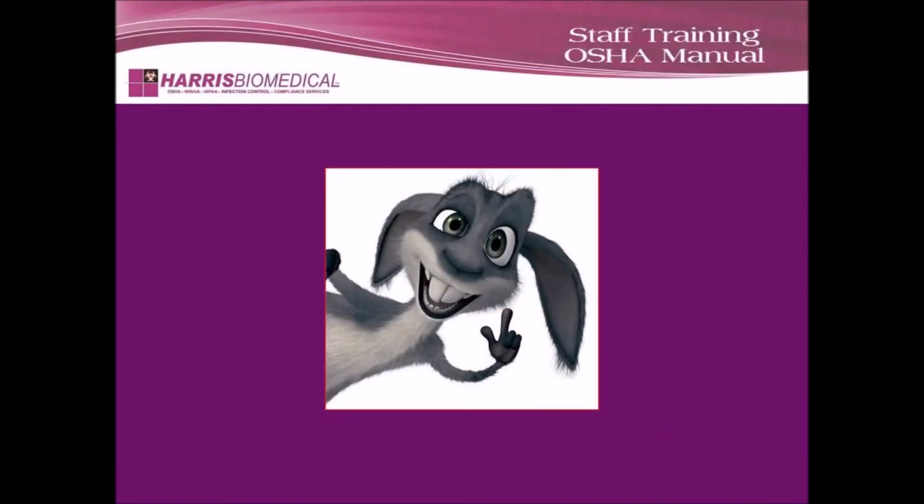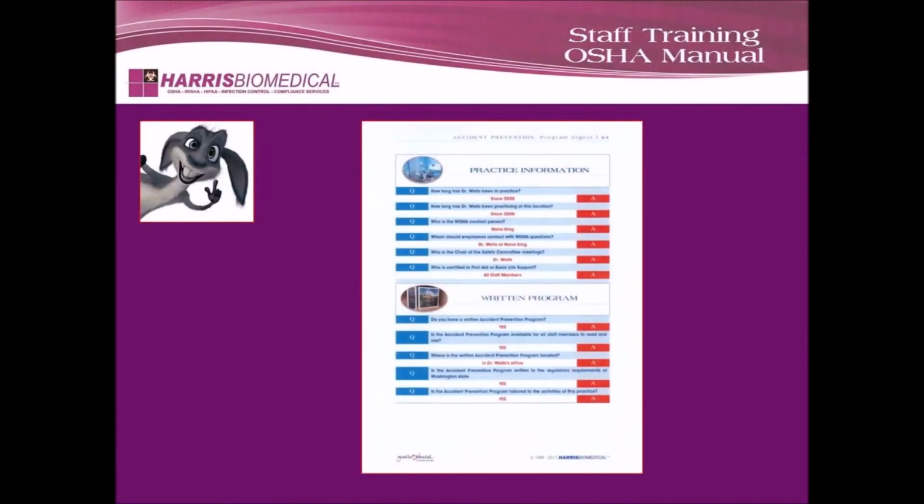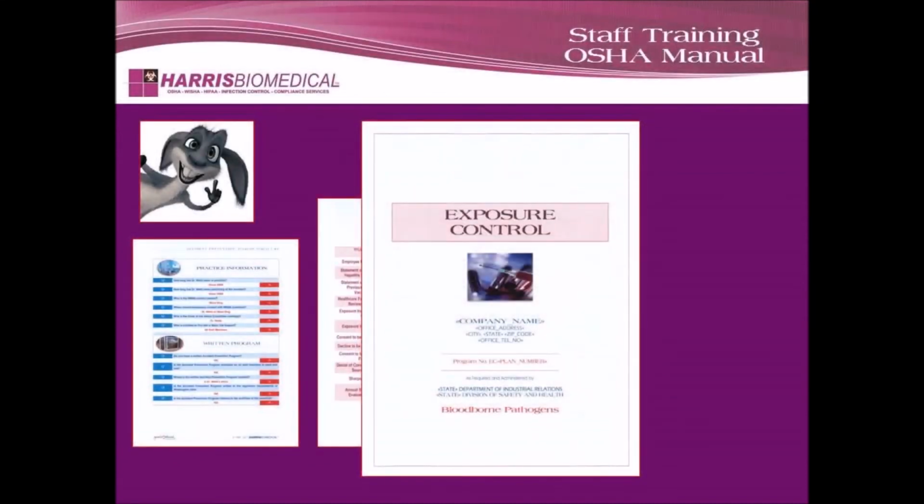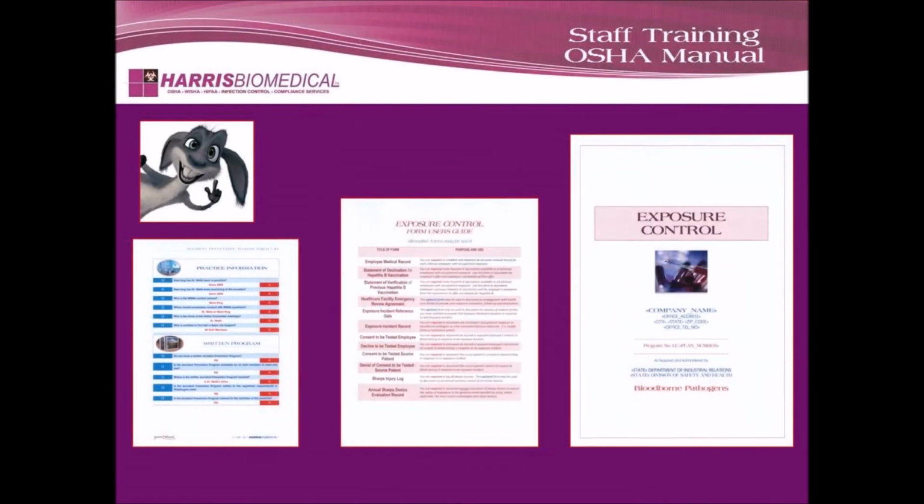Here's a little tip. Now that you understand how the manual is laid out and what each section does, using it couldn't be easier. Read it from the inside out. Taking one program at a time, read the Program Digest first. Then read the Forms User Guide. The Program Digest tells you what OSHA expects and what you're doing to comply, while the Forms User Guide tells you when to take action. Then read the written plan, which provides a more detailed description of the requirement and walks you through the compliance procedures. It's just that easy.